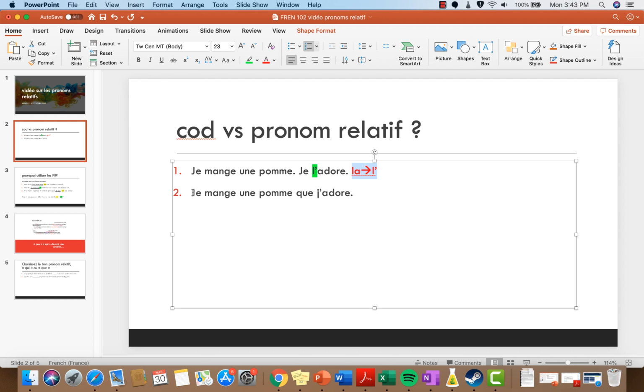Okay, but for a pronom relatif, we don't have two distinct sentences, we just have one, right? So the pronom relatif here is que, because it's linking these two sentences. So that's how they're different. We're going to go in more depth here as to which pronom relatif to use, but I just wanted to show you this before we go further.